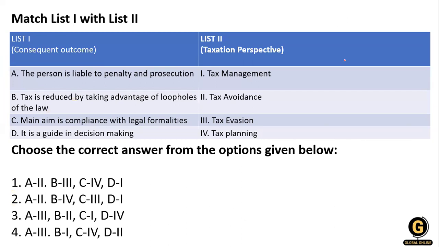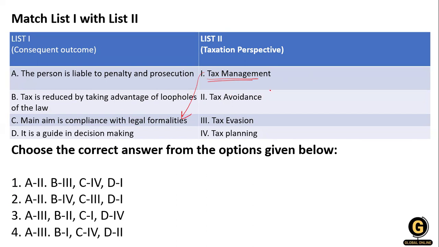Next question, which is a matching concept. List 1 and list 2 are given. In list 1, the consequent outcomes are given, and in list 2, the taxation perspectives are given. We have already discussed what tax management, tax avoidance, tax evasion, and tax planning are. So what is tax management? Tax management is the aim of compliance with legal formalities.